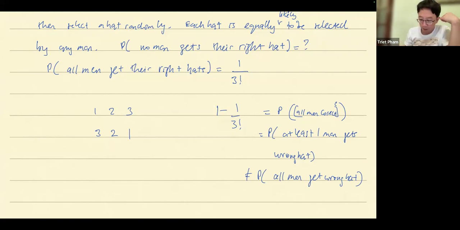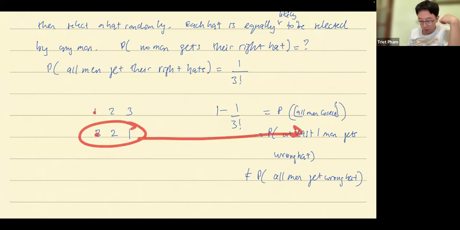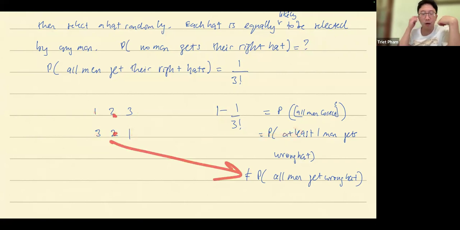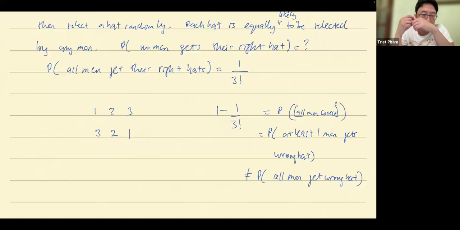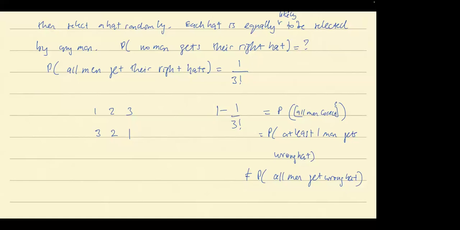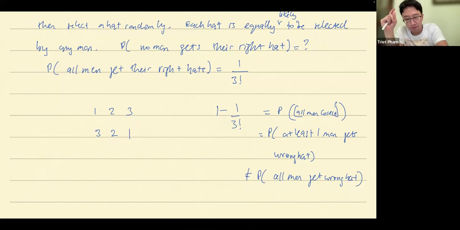For example, this is counted under this because 1 gets wrong and 3 gets wrong, but it's not counted under this because 2 still gets it right. Are we okay? Yeah, I see that. No, it's fine, right? It's a common logic mistake. At least one, and then all.